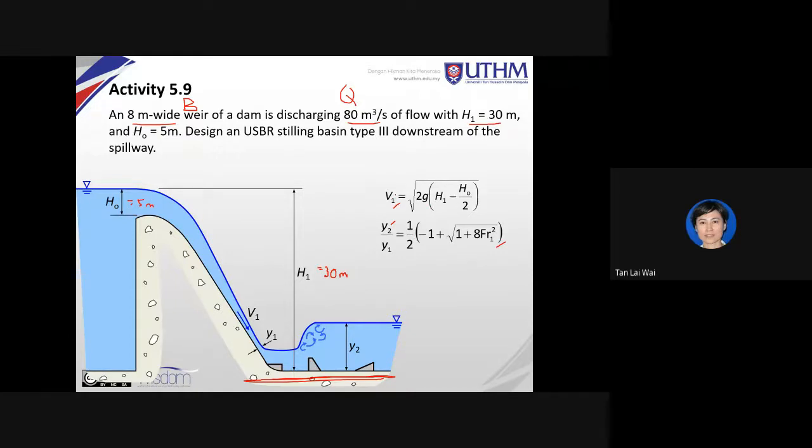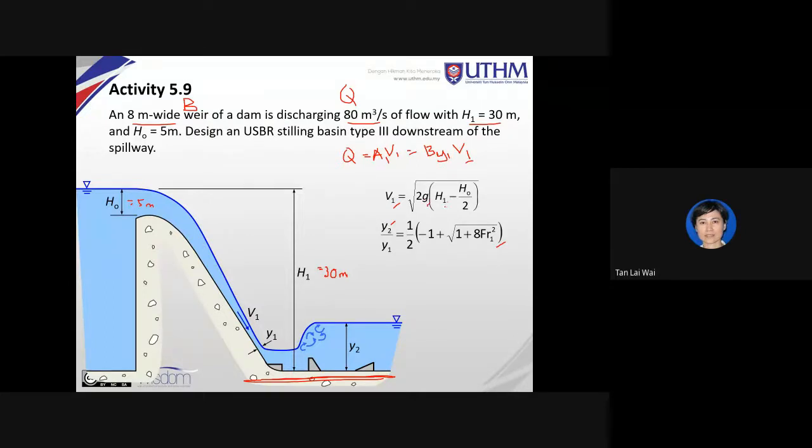Okay. But you can determine Y1, okay? You can determine Y1. Once you have V1, you can actually find Y1 using Q, okay? Because you know that Q is equal to A times V. If you are using 1, that means A1, V1. Now, assuming this is rectangular, you have A would be B times Y1, times V1. Okay. So once you have your V1, you can find Y1. Since Q and B are given. So you can find your V1 first.